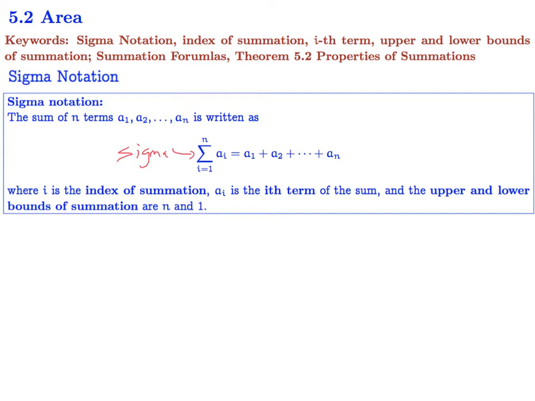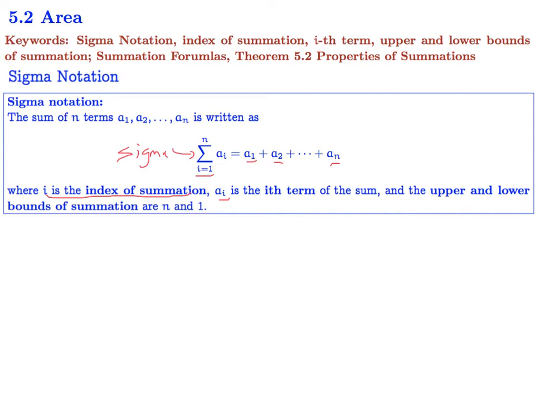So lots of vocab words here. The letter i is going to be called the index of the summation, so that's our index. a_i is going to be the ith term of the sum, so these are going to be numbers or symbols, and they're going to appear over here. And then we also have the upper and lower bounds of the summation.